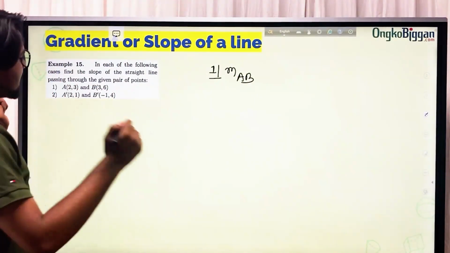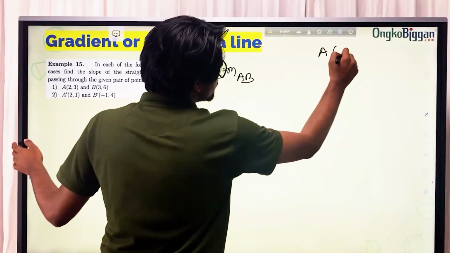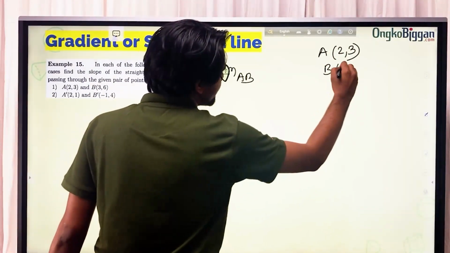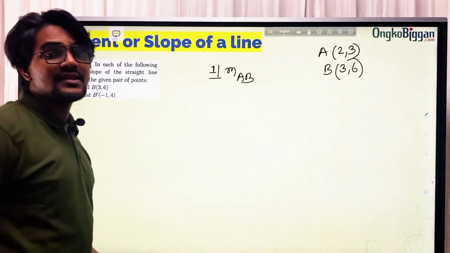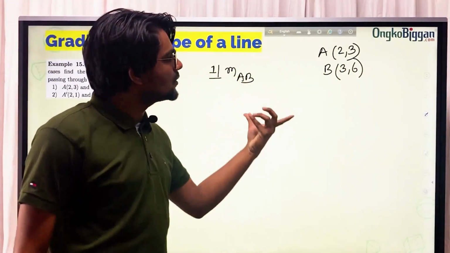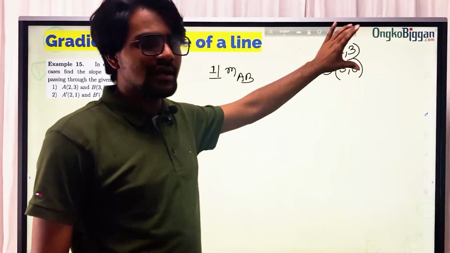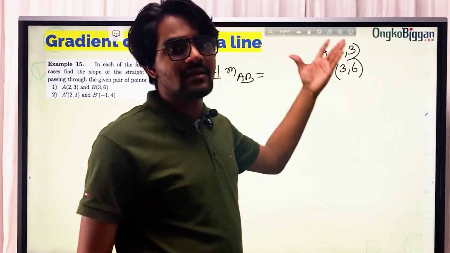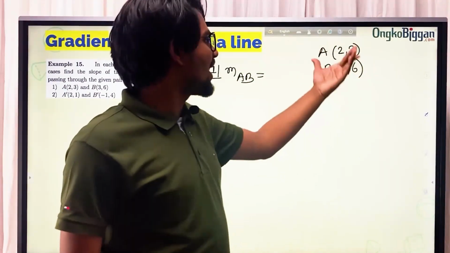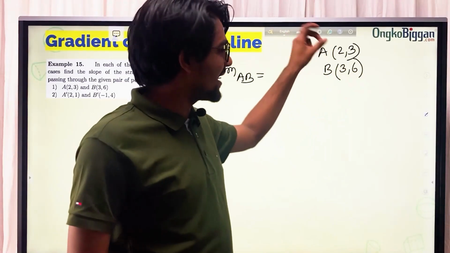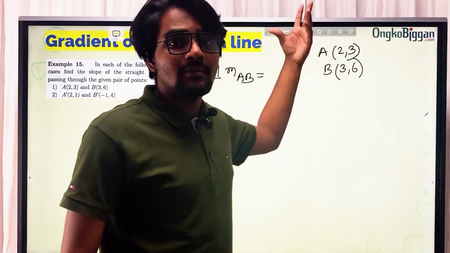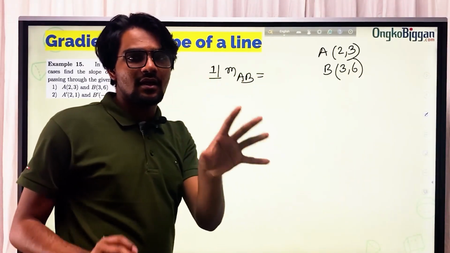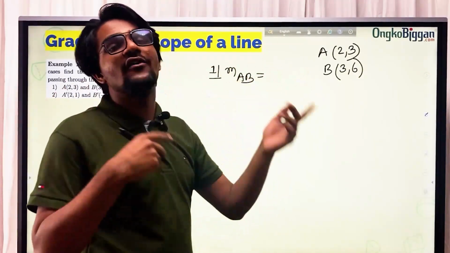So the given coordinates are A is (2, 3) and B is (3, 6). Now what I'm going to do is take the y coordinates first and subtract them. If I take the y coordinate of B first, I need to make sure that while taking the x coordinates, I must take the x coordinate of B first also. Otherwise, we will get wrong values of the slope.